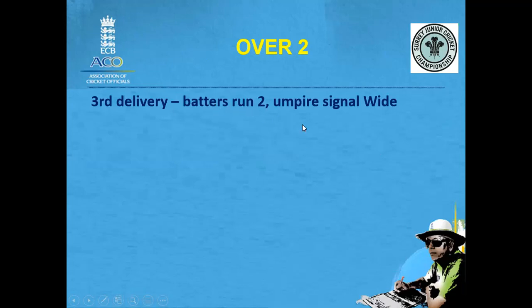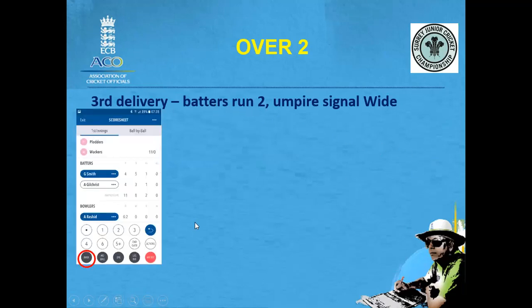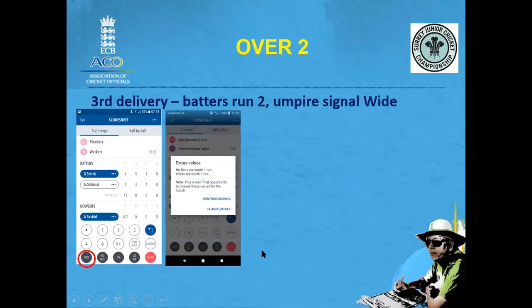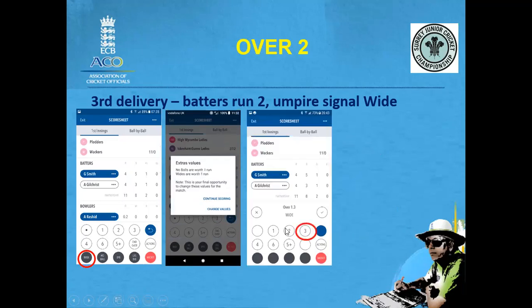Third delivery, the batters run 2 and the umpire signals wide. So we click on the wide button. First time we do that, we get prompted to confirm what our wide situation is. Now, in the example I used, it was the open match, so it's asking me to confirm it was 1 run, which I'm doing. And the batters ran 2, so it's 1 for my penalty plus the 2 that they ran, so I actually need it to say 3 wides. If I'm in a pairs game, that would have said 2, and then I need to click on the 4 because the 2 that the batters run plus the penalty of 2 means 4.